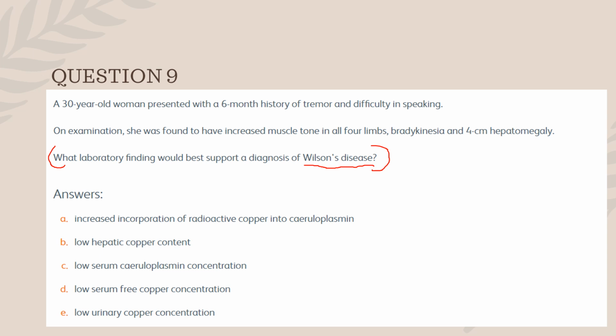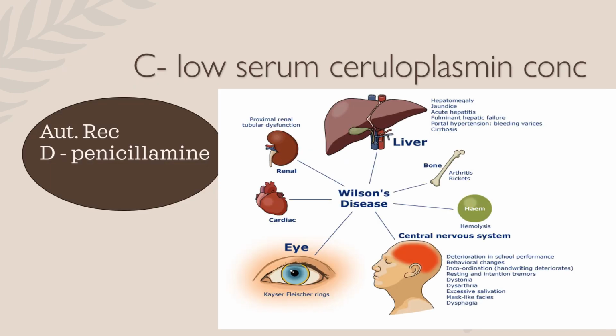Low serum free copper concentration, no. Copper is very high in the body. Low urinary copper concentration, no. Since copper is high, urinary copper will also be high. So the answer is low serum ceruloplasmin concentration.